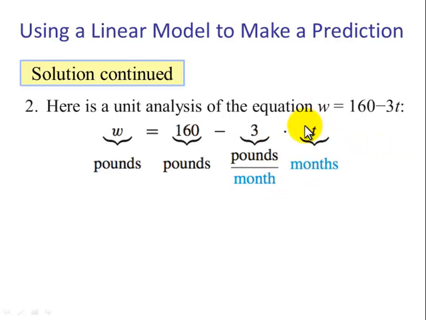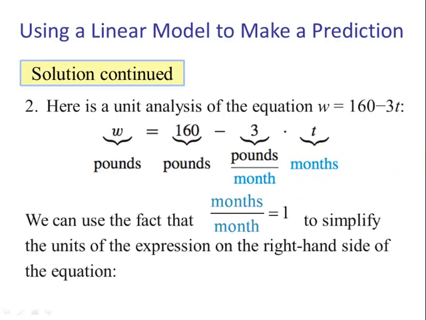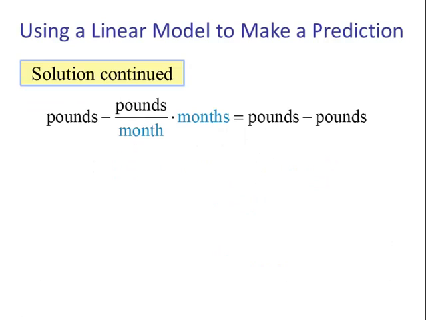And t is of course time. It's measured in months. Now if you look here, we're going to use the fact that months divided by months, these are going to cancel. And when I say cancel, months over months is 1, and if we take 3 times 1 we get 3, so the units cancel. So what we have on the right side of the equation is pounds minus pounds over months times months. So these cancel.